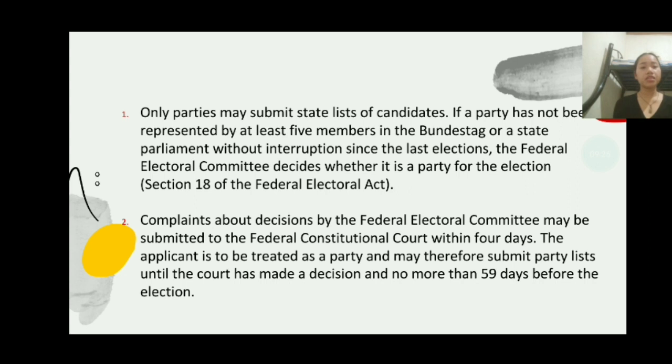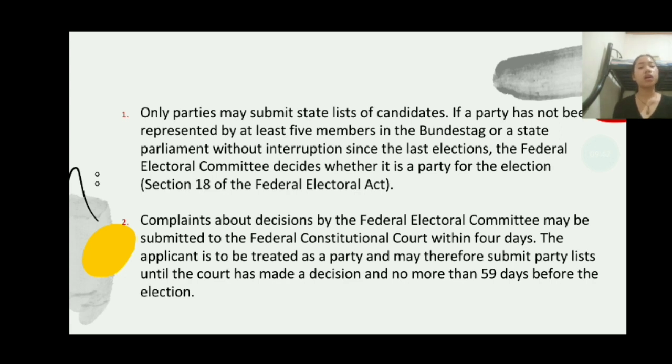Only parties may submit state lists of candidates. If a party has not been represented by at least 5 members in the Bundestag or a state parliament without interruption since the last elections, the Federal Electoral Committee decides whether it is a party for the election. Complaints about decisions by the Federal Electoral Committee may be submitted to the Federal Constitutional Court within 4 days.